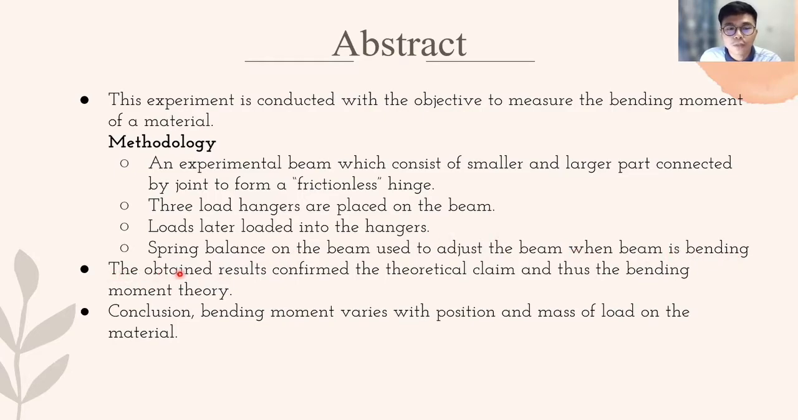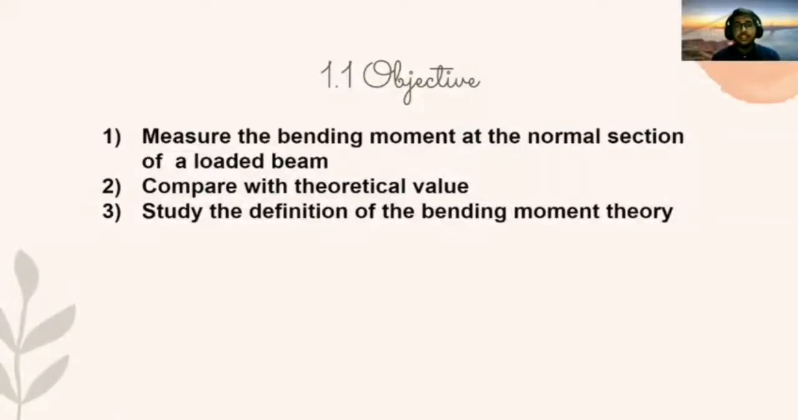From the experiment, we obtained results that confirm the theoretical claim and thus confirm the bending moment theory. We also reached the conclusion that bending moment varies with positions and mass of loads on the material. Next, the objective. The first objective of this experiment is to measure the bending moment at the normal section of a loaded beam. Secondly, it is to compare the obtained value with the theoretical value. Thirdly, it is to study the definition of the bending moment theory.